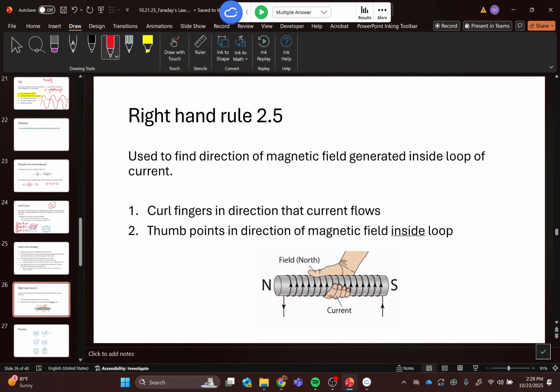To remind you all of right-hand rule 2.5, it's the shortcut for any loop of wire, circular loop, square loop, wiggly waggly loop. It doesn't matter. Curl your fingers in the direction the current's going, and your thumb points in the direction of the field. It goes backwards, though. I can put my thumb in the direction of field, and it'll tell me the direction of current. The rule works both ways. So in this case, we're going backwards. We're going to find the direction of the field I want to make, and our fingers will tell us the direction of the current necessary to make that happen.